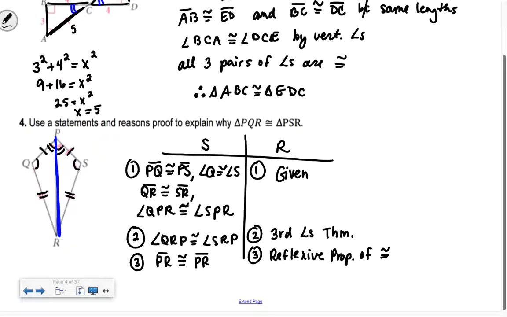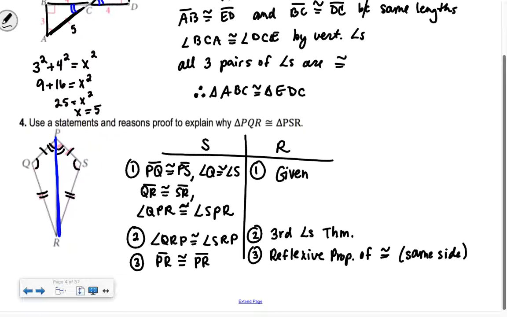Sometimes I shortcut this, and you can say reflexive property. I think that's technically the correct term here, but sometimes you'll see me write something like same side. I'm cool with that if you write it's the same side. It's like a shared side. Does that make sense? It's like the same segment.